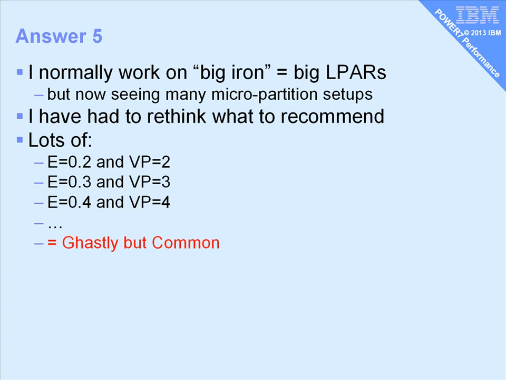Now normally I work on bigger machines and they're using bigger LPARs, but I'm now seeing lots of quite large machines running micropartitions, LPARs with less than one CPU allocated to them, or smaller numbers. Maybe a micropartition would include 2, 3 and 4 CPUs. And I've had to rethink what I'd recommend for these small and micropartition setups. I see again and again a common E equals 0.2 and VP equals 2. This is going from the minimum amount of entitlement to the maximum number of VPs. We've already discussed that. Ghastly way of doing things, but common.